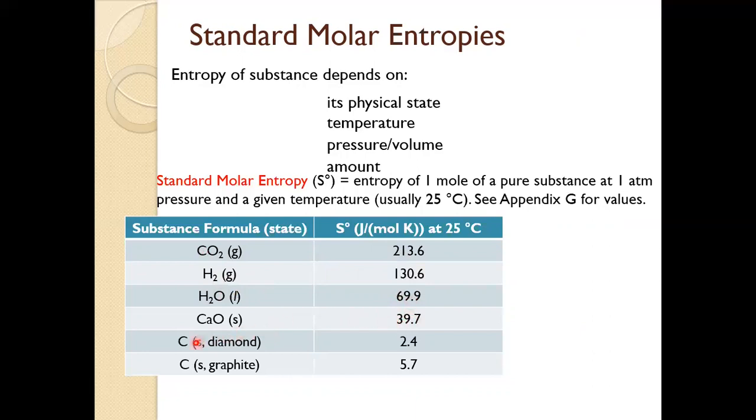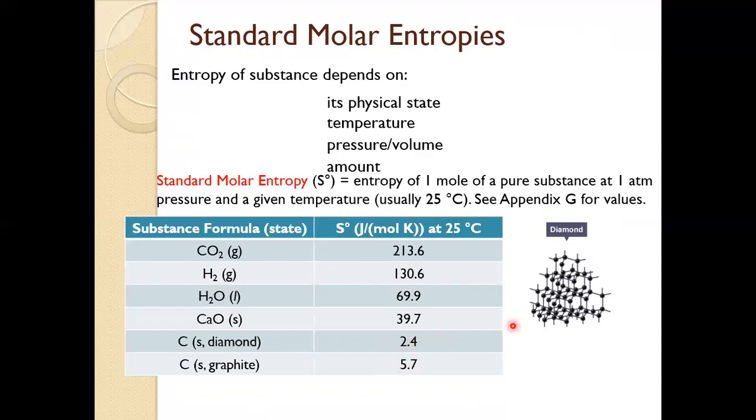Notice that at the very bottom, we have two forms of carbon. Carbon in the diamond form has an entropy of 2.4, whereas carbon in the graphite form has an entropy of 5.7. And we introduced this chapter with an interesting fact that the conversion of carbon from diamond form to graphite is a spontaneous process. Very, very slow, but it is spontaneous. And one of the reasons why is because the entropy of graphite is higher than the entropy of diamond. So as a result, the change from carbon in diamond form to carbon in graphite form has a positive delta S. And we can see that if we look at the structures of these two forms of carbon.